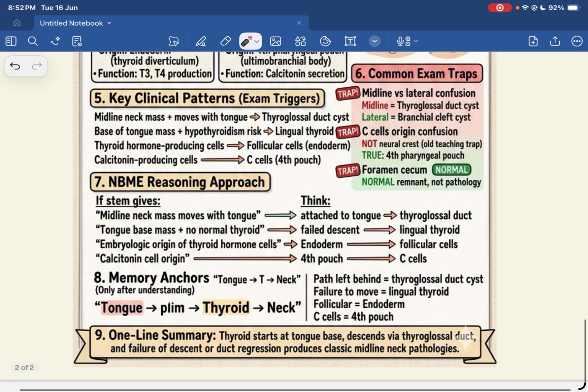Now, NBME questions are going to look like this: there's a midline neck mass which is going to move with the tongue. If it's attached to the tongue, it is the thyroglossal duct. Then a tongue base mass, if removed, leading to hypothyroidism signs and symptoms. Then they're going to ask about the embryological origin of the thyroid, which is going to be endoderm, and follicular cells are formed from it, and the calcitonin cell origin is the fourth pharyngeal pouch and not the neural crest cells.